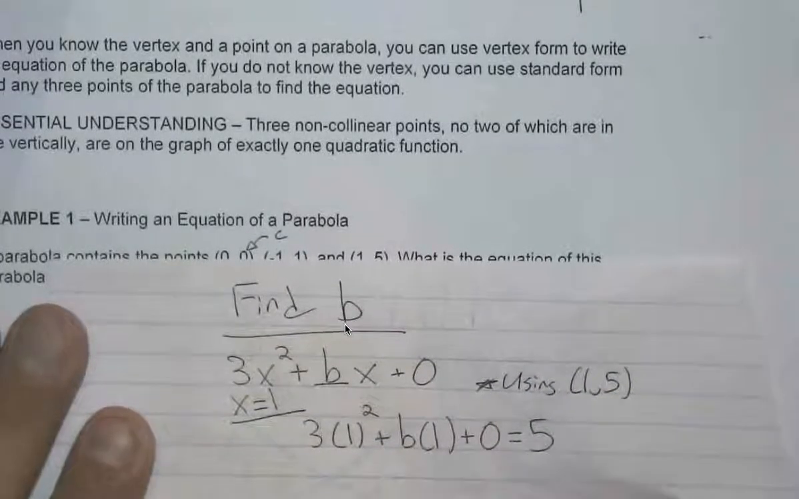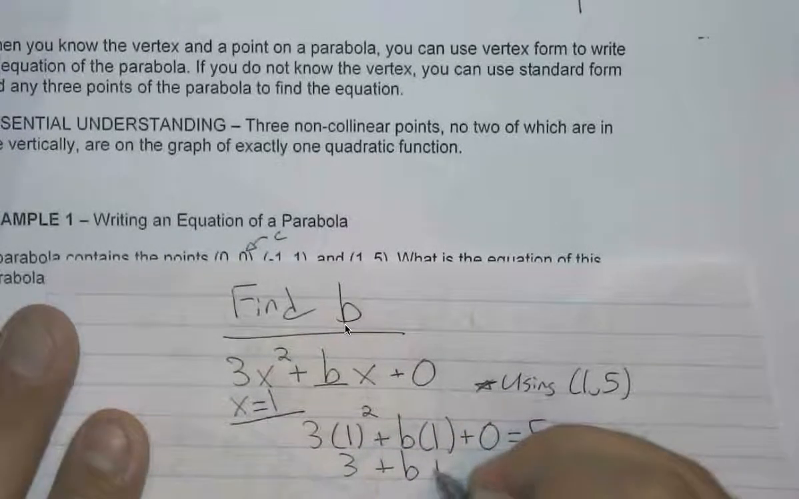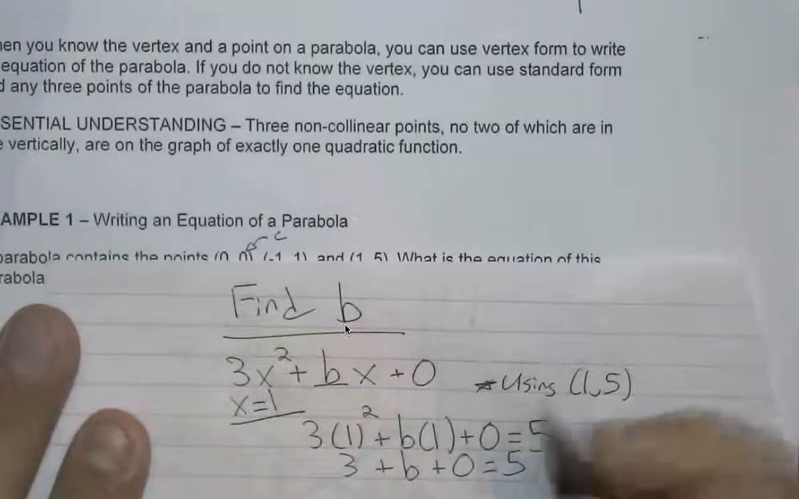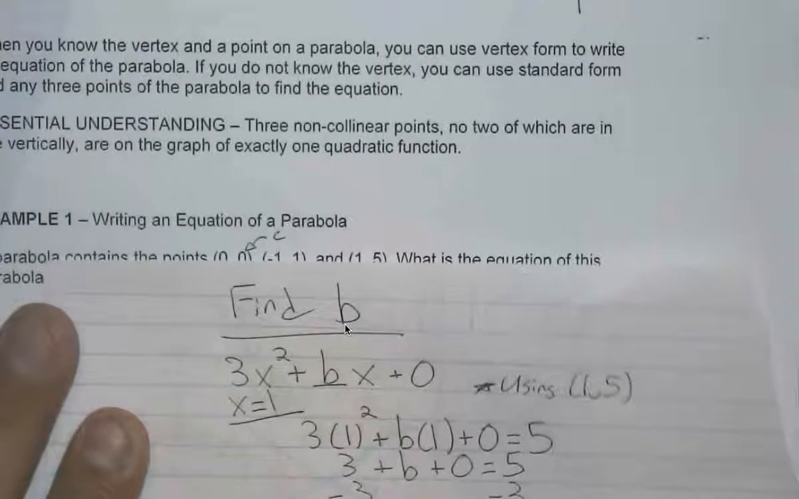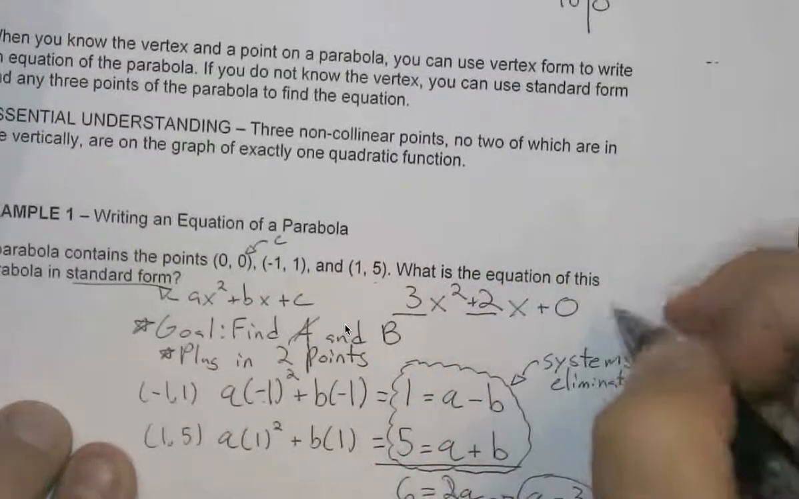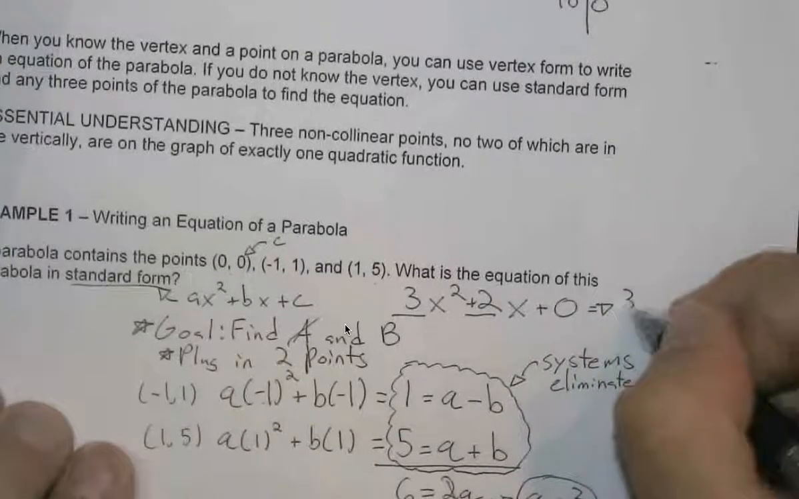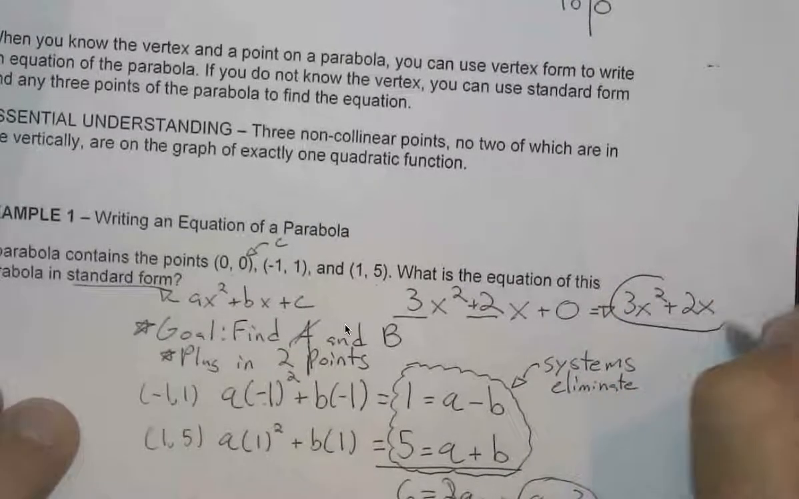So when I simplify this, 3 times 1 squared is 3. Adding on b plus 0 equals 5. Solving for b by deducting 3 on both sides, b is equal to 2. So if b is 2, we're adding on 2 here. We can simplify this equation to 3x squared plus 2x. Then we're done.